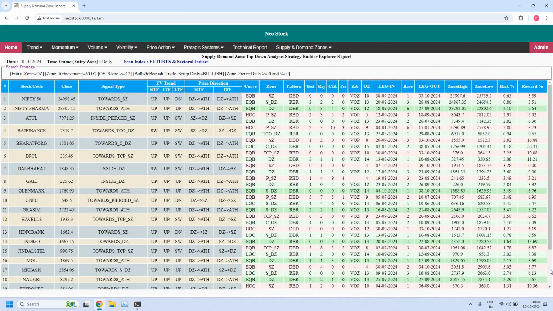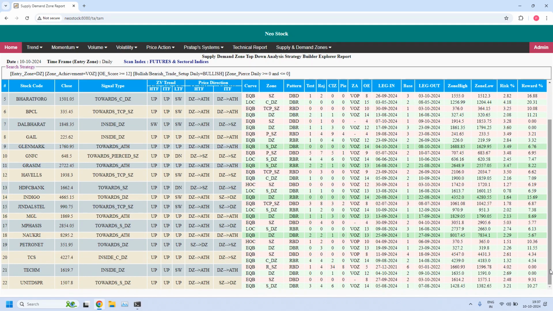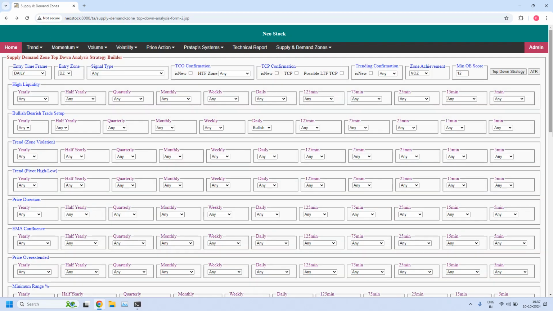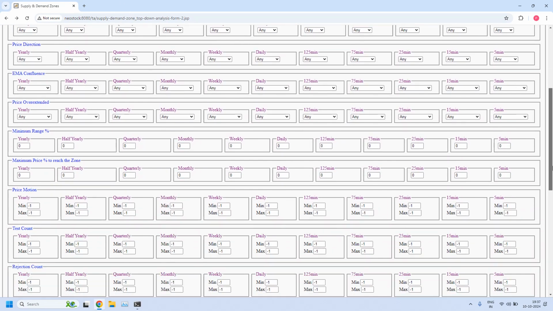So these are the bullish trade setup for monthly income trade. Scrolling the list down. So total 22 stocks are filtered. All these stocks are supporting bullish trade setup for monthly income trade. Some of these stocks are having high probability zones. So let us look for LTF and ITF zone confluence. That is a daily zone with weekly demand zone confluence.